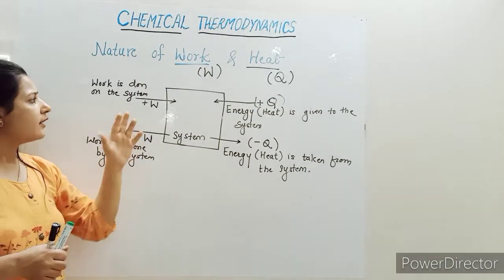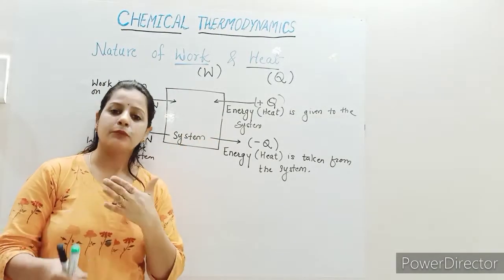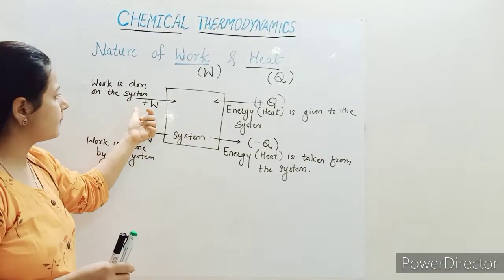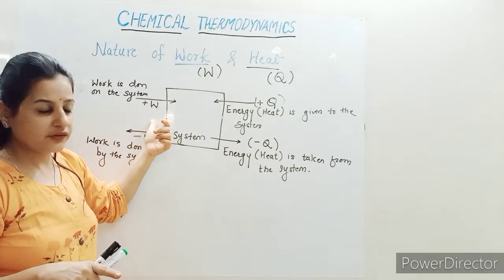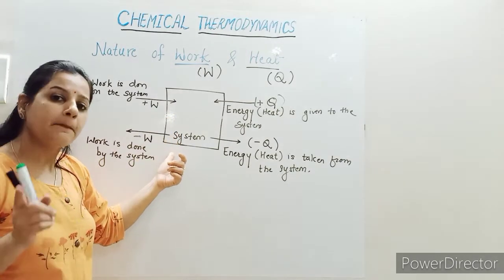Okay, so after this, every time we will use these conventions, by the system to the surrounding. Plus W means what? The work is done over the system. Minus W means work is done by the system.